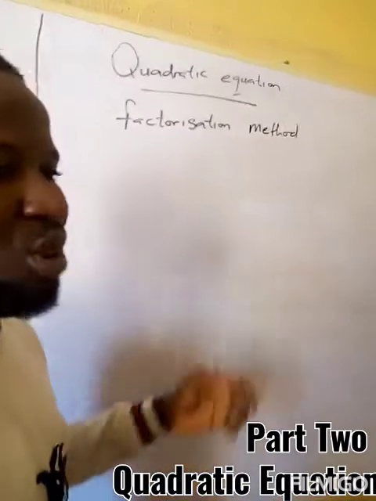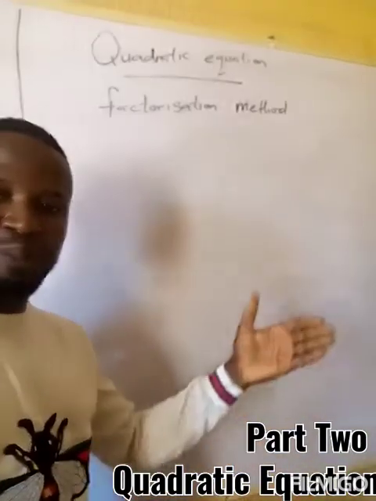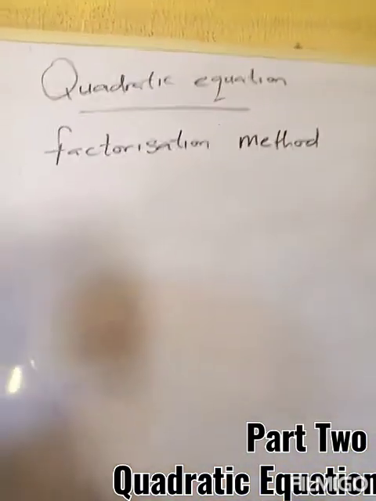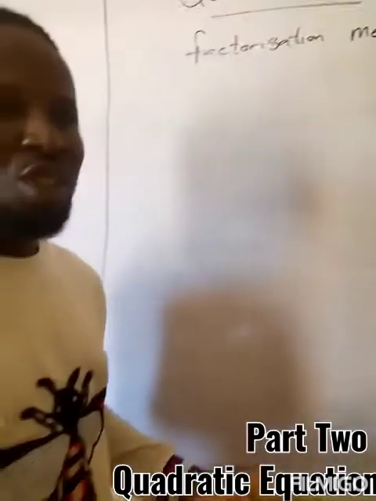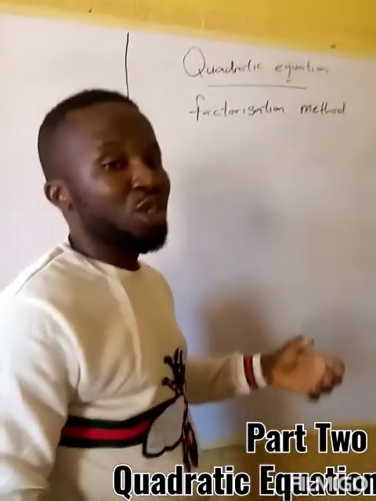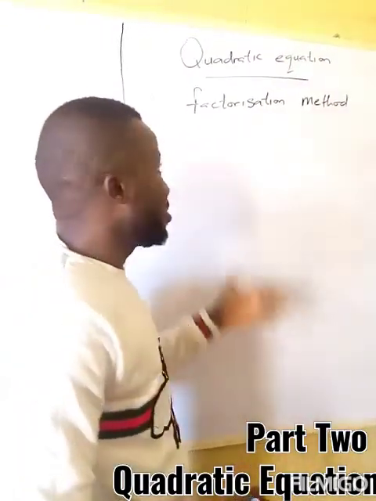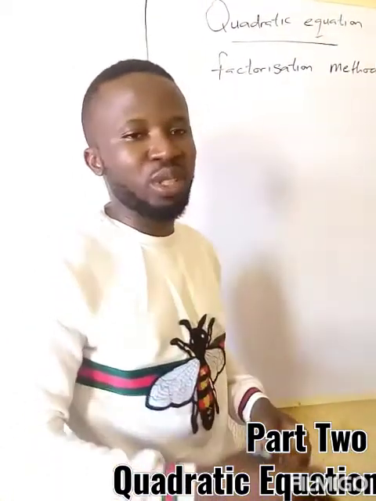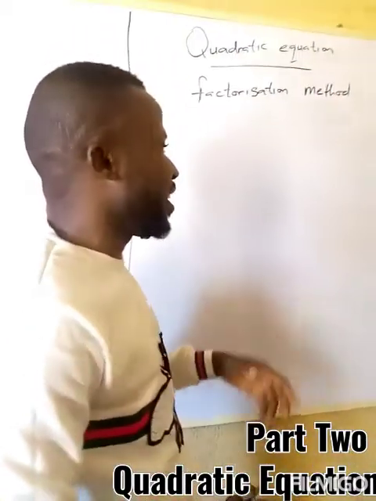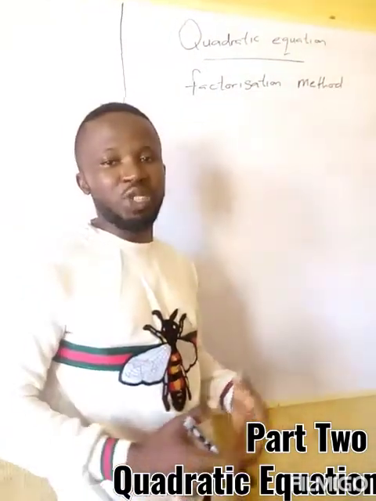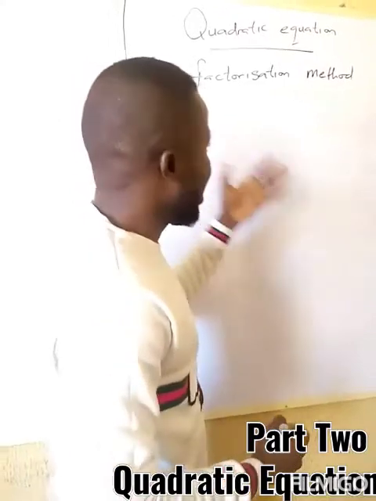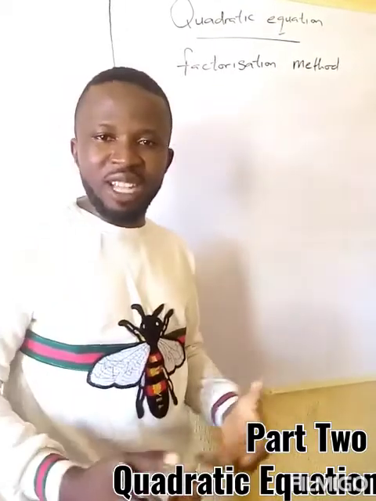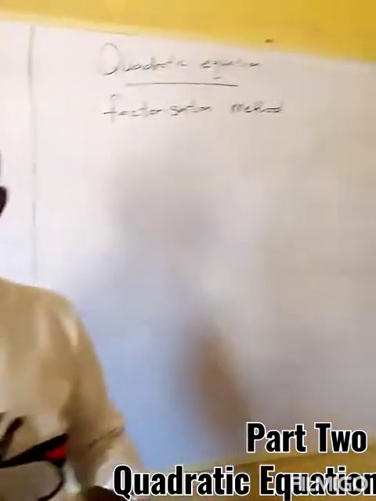This is part 2 of the quadratic equation I treated in my previous video. In the previous video, I said we have 4 ways of solving quadratic equation. Number 1 is completing the square method. 2 is factorization method. 3 is quadratic formula method, and the 4th is graphical method. In my previous video, I showed how we can use the completing the square method to solve quadratic equation. Now, I'll be showing how we can also use factorization method to solve quadratic equation.